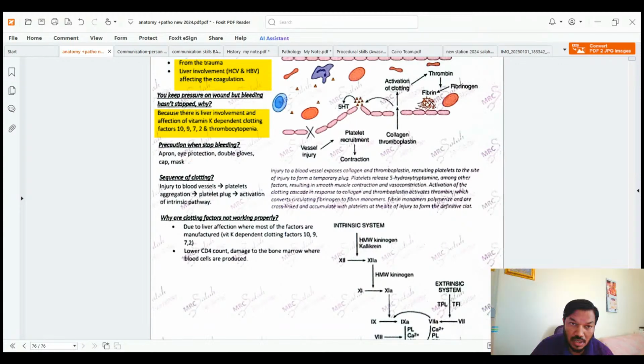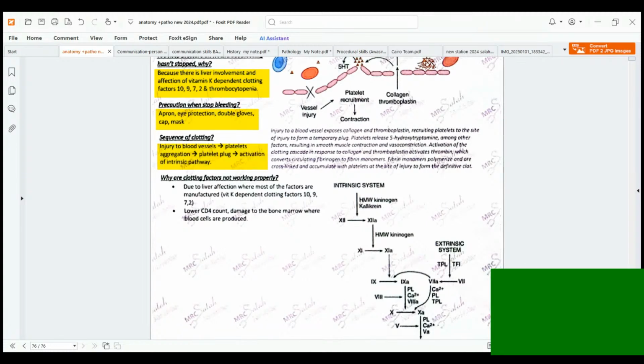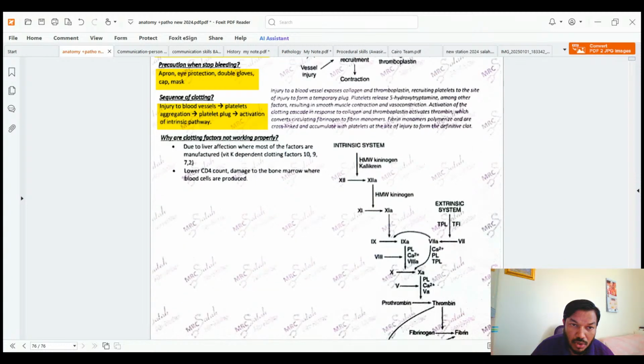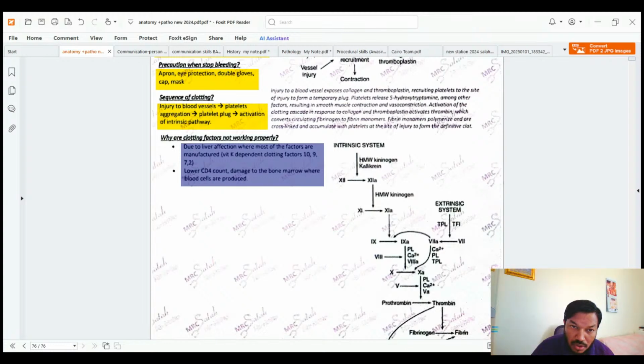When stopping bleeding: apron, eye protection, double gloves, cap and mask. Injury of the blood vessel, platelet aggregation, platelet plug formation, activation of the intrinsic pathway. Why are clotting factors not working properly? Due to liver affection, where most of the factors are manufactured, vitamin K dependent protein factors 2, 7, 9, 10, and low CD4 count, damage to the bone marrow, where blood cells are produced.